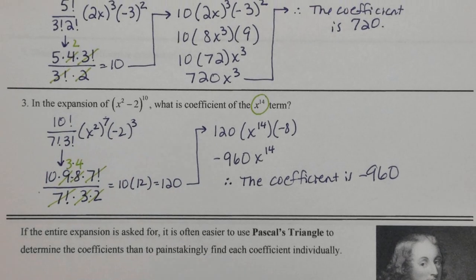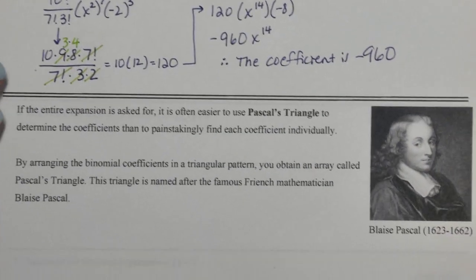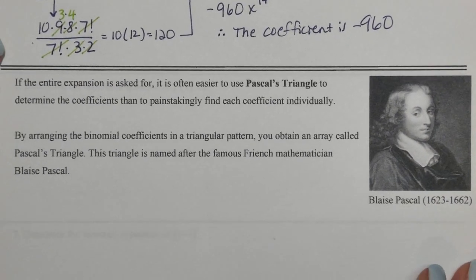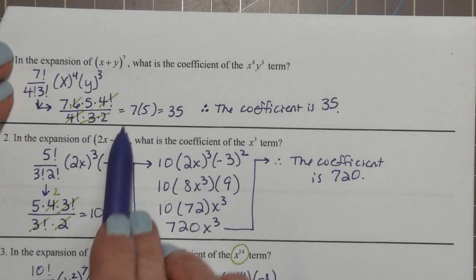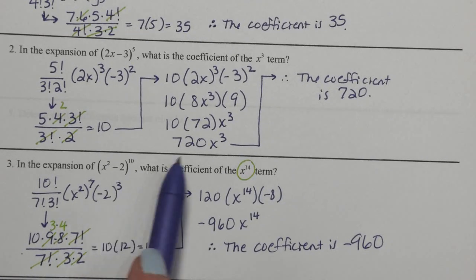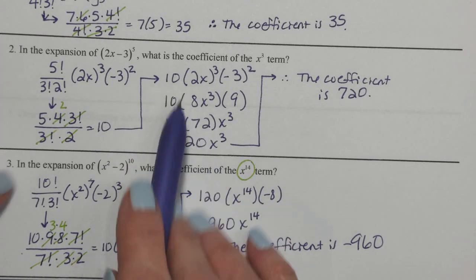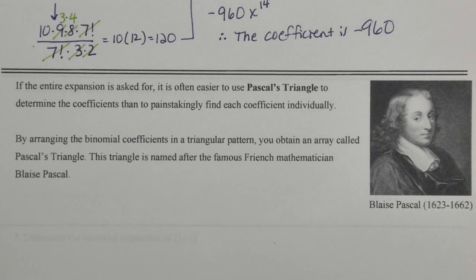Okay, fun stuff. I love this stuff. Love doing the pattern. It seems like a nice break for us. Okay. If you only want one term, I will totally do it like this. If we're only looking for one single term, this is how I do the expansion. But if we are looking for the entire expansion, oftentimes it's easier not to use the binomial theorem, but to use something else called Pascal's Triangle.